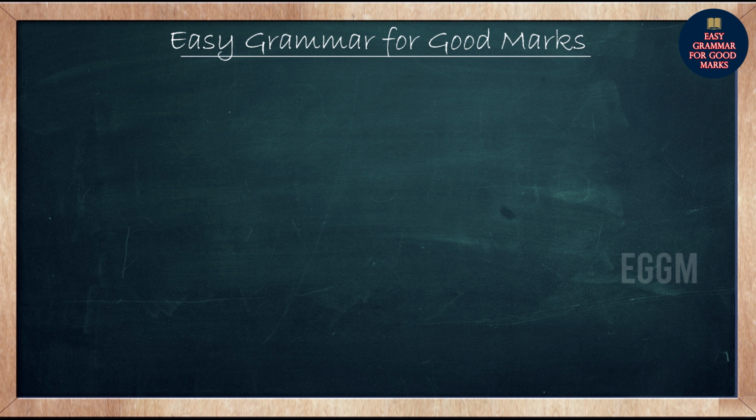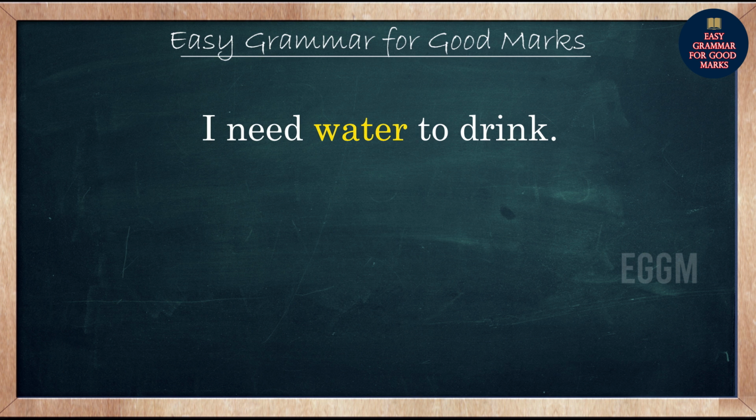See, for example, in this sentence, I have used water as a noun. So noun means, it's a name of a person, place, animal or thing, isn't it? Now see the example. I need water to drink. Here water is the name of a thing, isn't it? So it is used as a noun.